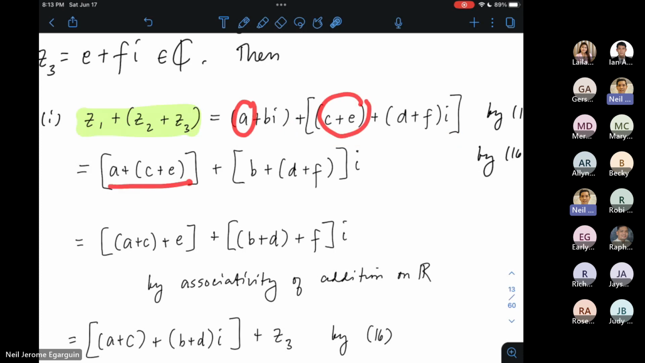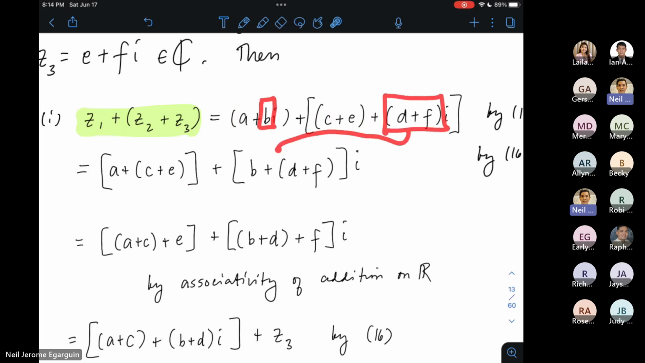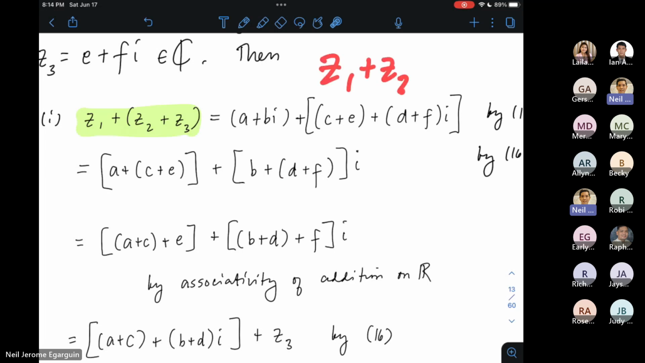So, ito ay A plus quantity C plus E. Plus, i-add ko naman yung imaginary parts nila. Imaginary part ay B, imaginary part ay D plus F. So that's how I got this guy, tapos lalagyan ko lang siya ng I. Ganon yung definition ng addition. Okay? And then, ang target ko, mapakita ito ay equal sa Z1 plus Z2 naka-enclose sa parentheses plus Z3.